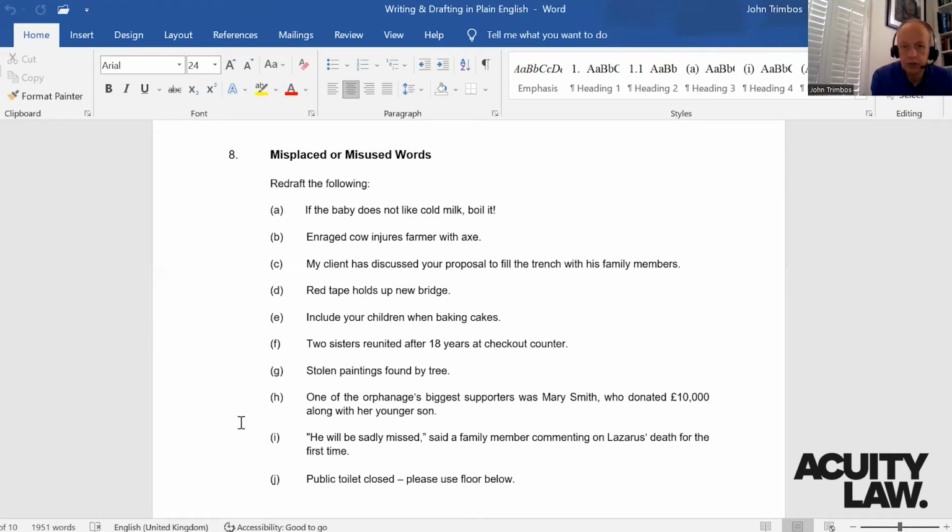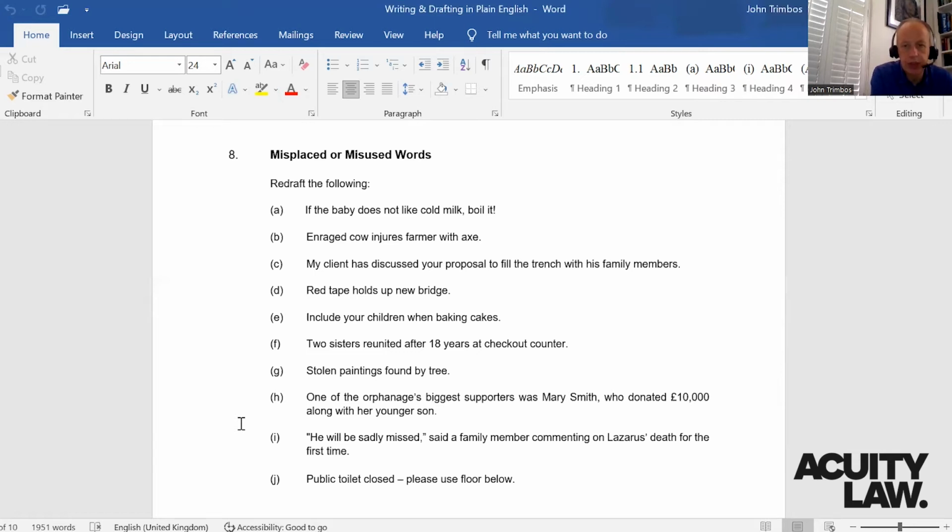There are two options, really, for clarifying this. You can stick "after 18 years" at the front. So after 18 years, the two sisters were reunited at the checkout counter, or two sisters reunited at checkout counter after 18 years. So move "after 18 years" to the back end of the sentence. So it works at the front, it works at the end, but it really doesn't work splicing 18 years into the middle of the sentence because it looks like they're queuing for 18 years.